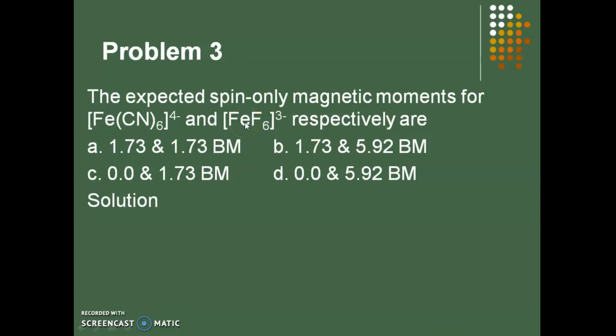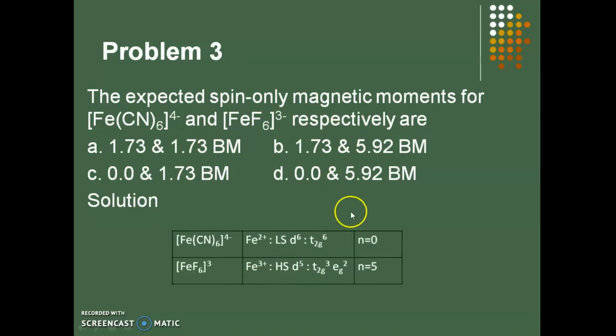Okay, so now I'm going to work out the answer here. Now iron in 2 plus oxidation state is d6, and this is a low spin complex. So t2g6, so n is equal to 0.